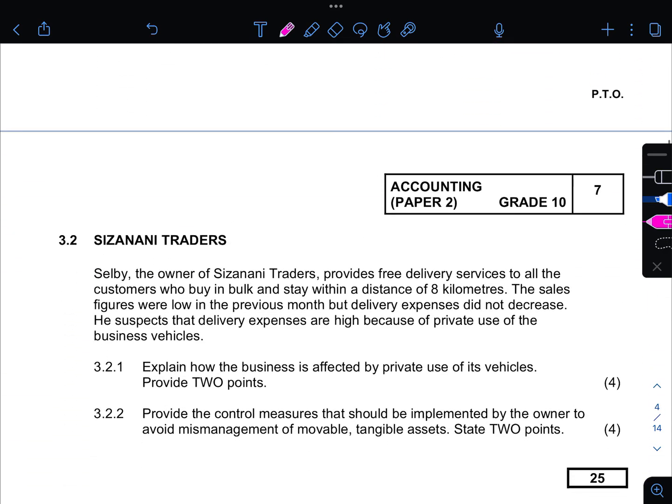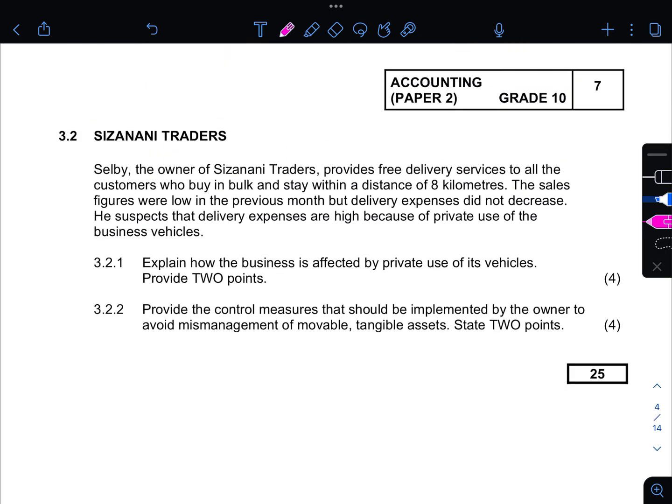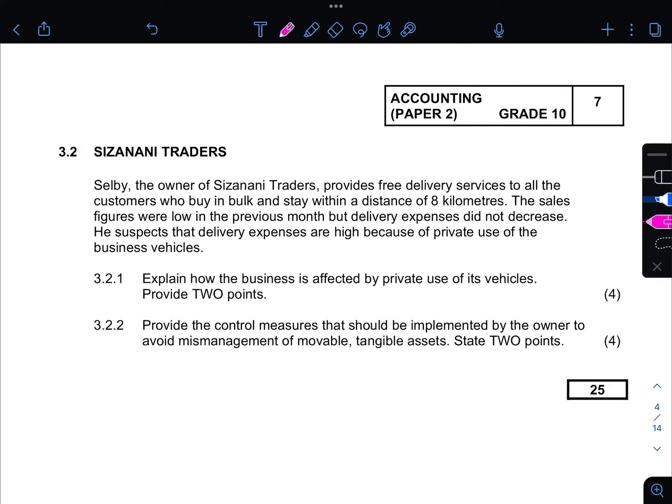Okay, so we can move on with 3.2. So Sizanani Traders, Selby, the owner of Sizanani Traders, provides free delivery services to all customers who buy in bulk and stay within a distance of 8 kilometers. The sales figures were low in the previous month, but delivery expenses did not decrease. He suspects that delivery expenses are high because of private use of business vehicles.